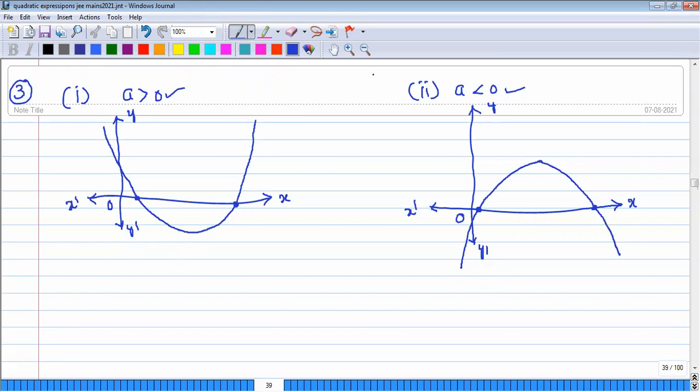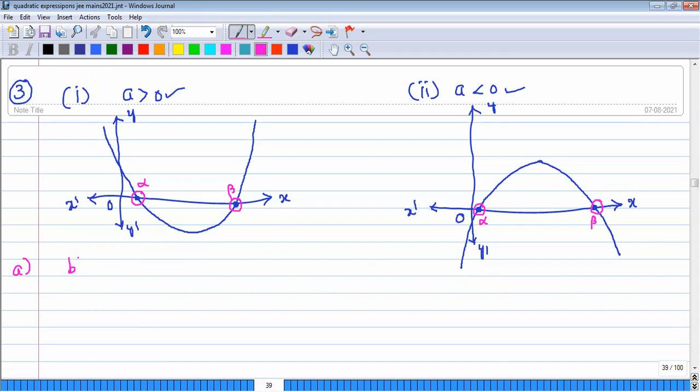Conversely, the graph of y is equal to f of x intersects the x-axis, then the roots of f of x is equal to 0 are real and distinct. That means it has two real roots. These two values, first root and second root, we can say alpha, beta. This is alpha, this is beta. Okay, let us write now.